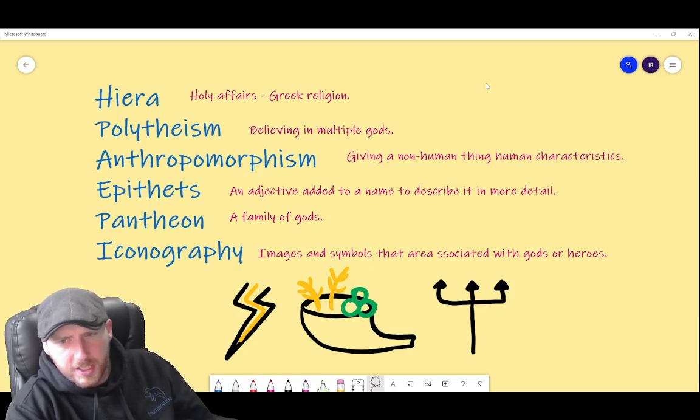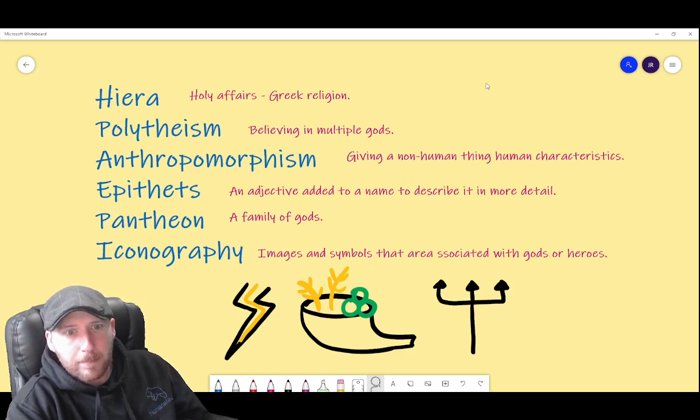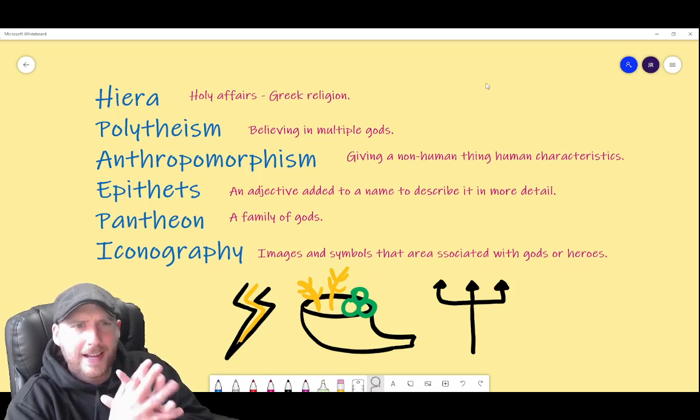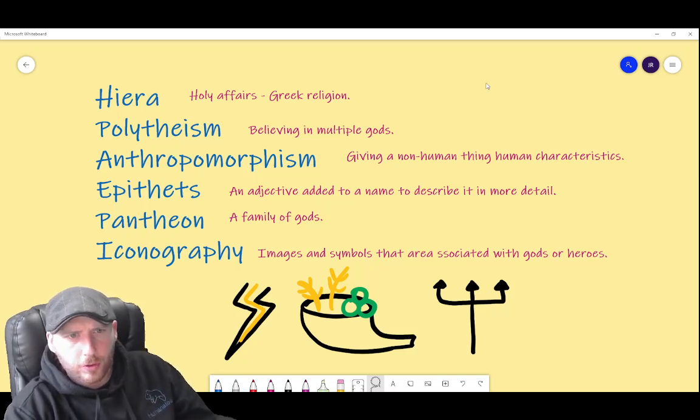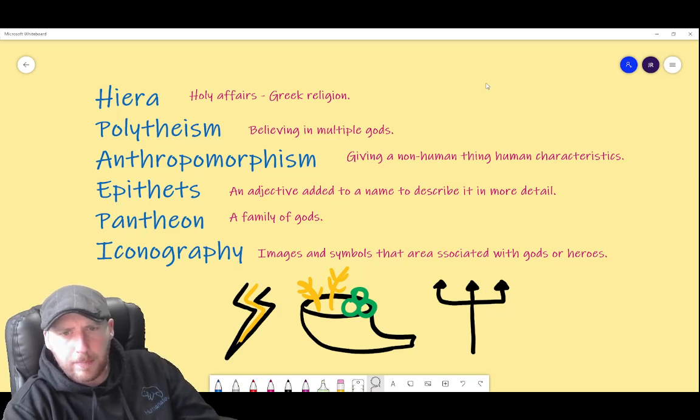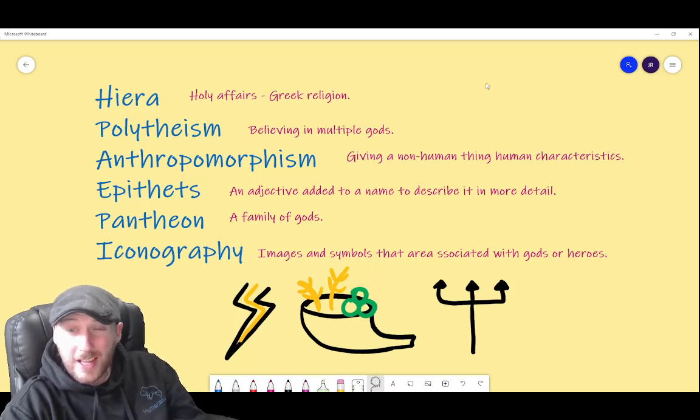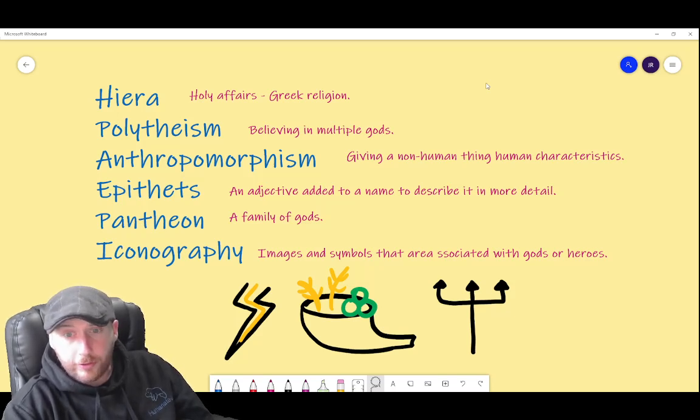A group, a set, a herd, whatever you want to go for, of gods is a pantheon. And so that goes hand in hand with polytheism, of course. You couldn't have a pantheon in a monotheistic religion, because it would be a family of one. The last word here is iconography.